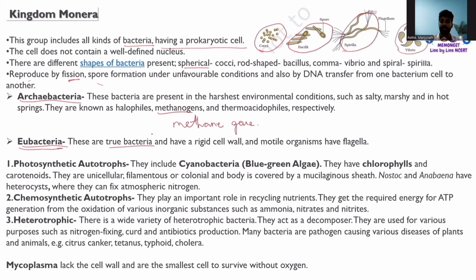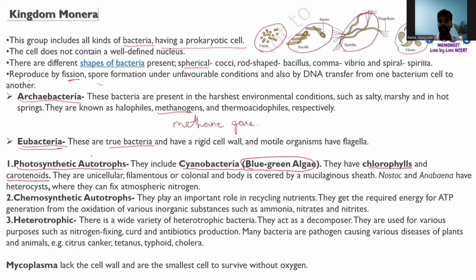Again, they have been subclassified as photosynthetic autotrophs, chemosynthetic autotrophs, and heterotrophs. So what do you mean by photosynthetic autotrophs? These bacteria include cyanobacteria, which we commonly call blue-green algae. There is a presence of chlorophyll pigment as well as carotenoids. They are basically unicellular, flagellated, or sometimes found grouped.